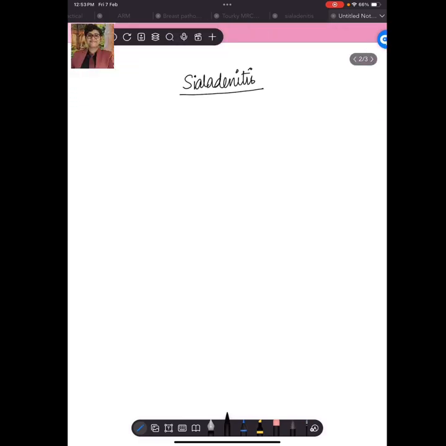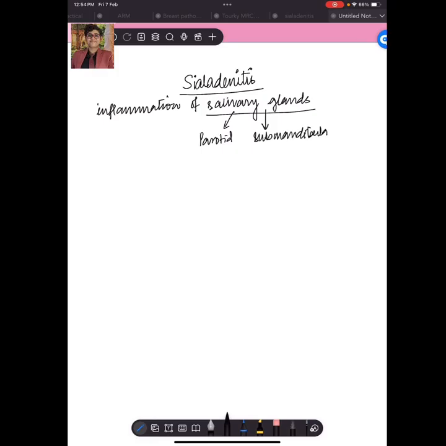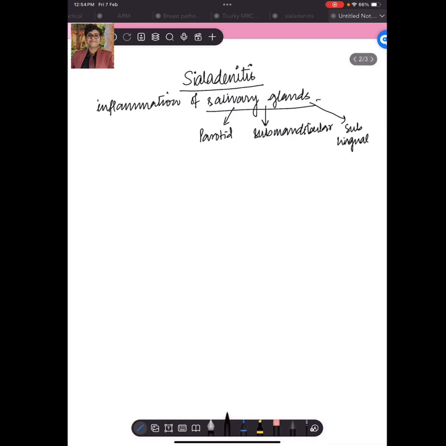Today, we are going to be talking about sialadenitis. So, what is sialadenitis? It is inflammation of salivary glands. So, which glands? Salivary glands means parotid, submandibular, sublingual, and also the minor salivary glands. Sialadenitis is more common in parotid glands in general.